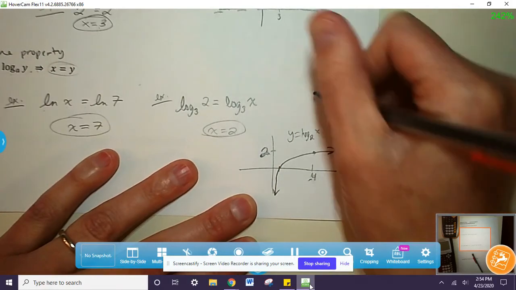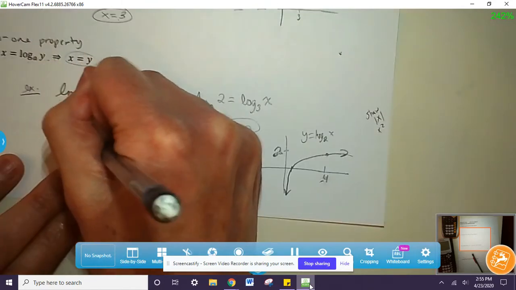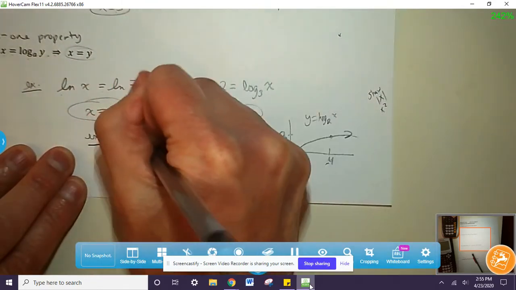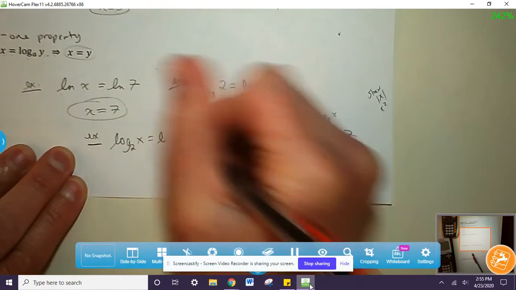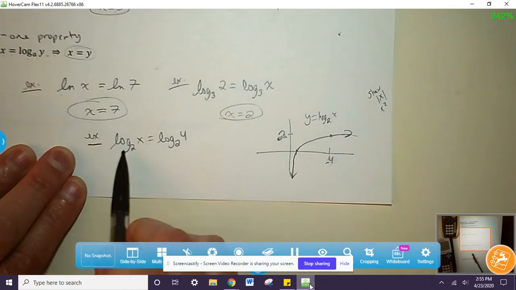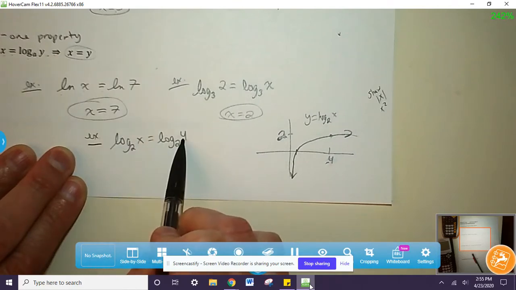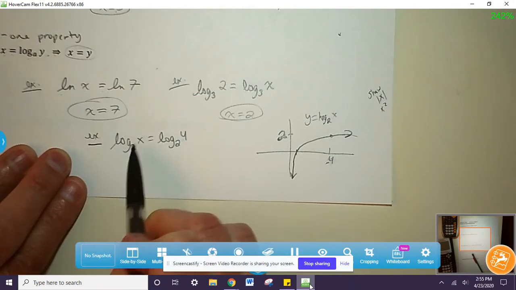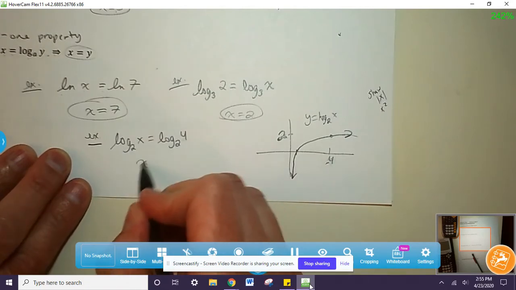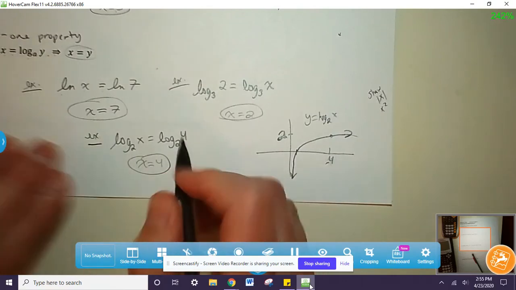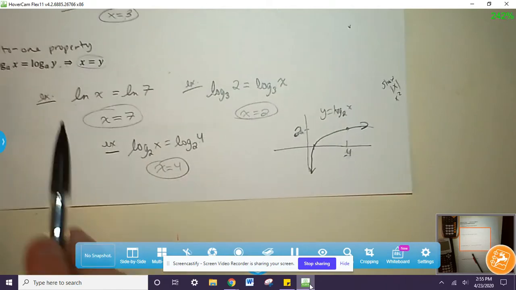So if we were working on a problem, let's make that another example. If we had log base 2 of x equals log base 2 of 4, use your intuition. Don't think real hard about properties and all complicated stuff right now. If log base 2 of x equals log base 2 of 4, what does x have to be? It has to be 4. That's the only way these two are going to be equal to each other. And that's true. That's what this property says.